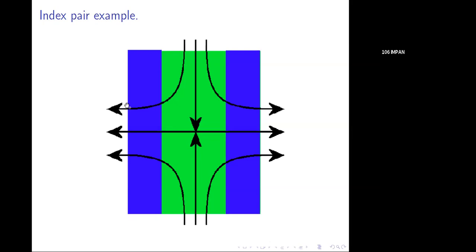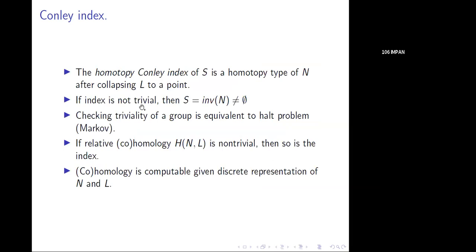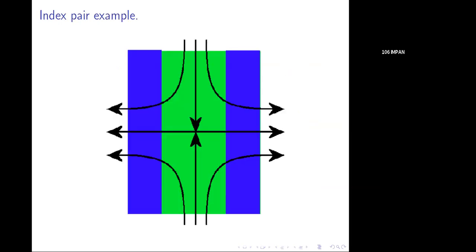Let me just show you this. Okay, so that's the picture. We already discussed it. And what's the Conley index? Well, the homotopy Conley index is just the homotopy type of our set N after collapsing L. We can do it in two steps. First, I collapse the left blue bar into a point, the right blue bar into a point, and then I need to make those points equal. So what I'm getting is something homotopy equivalent to a circle, to S1 in this case.